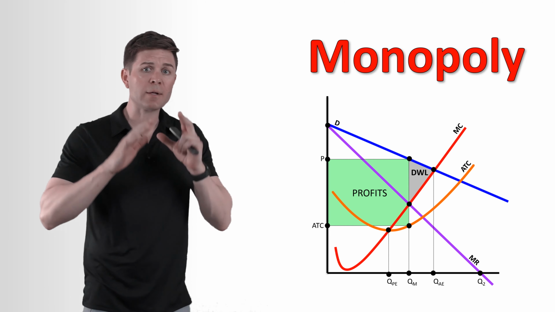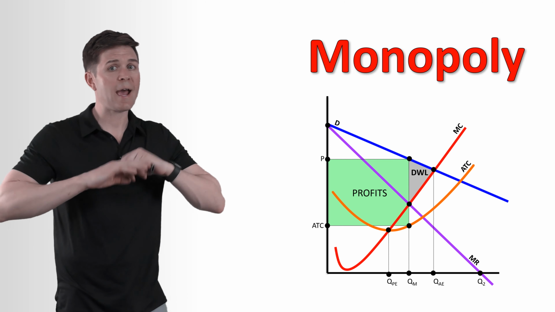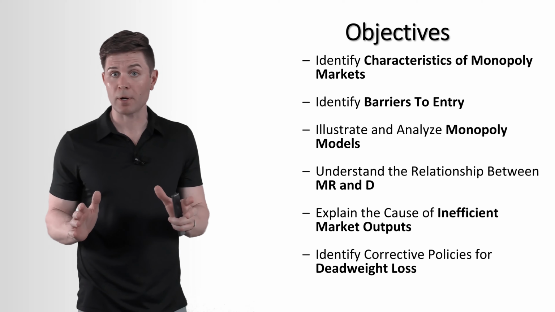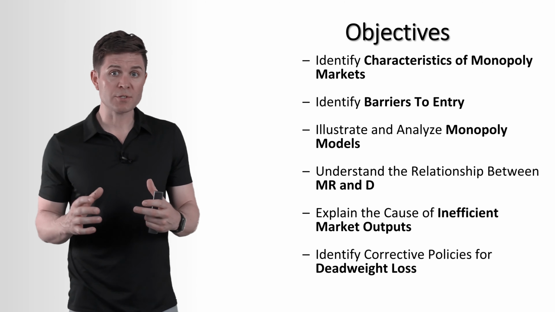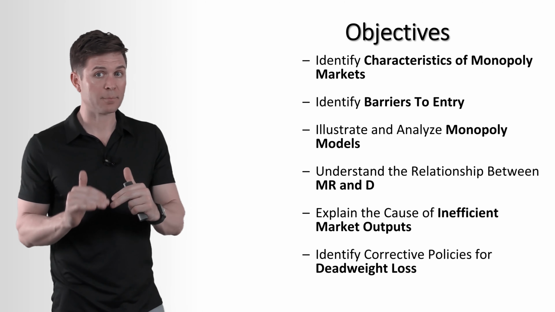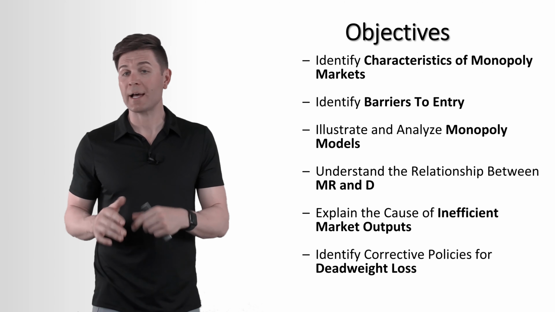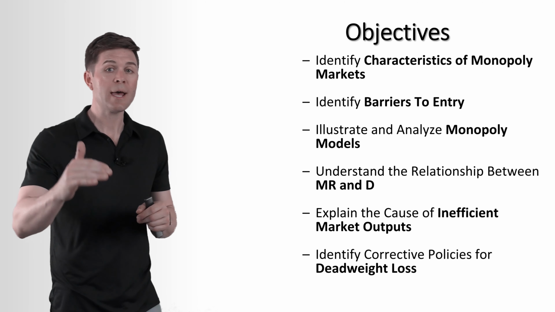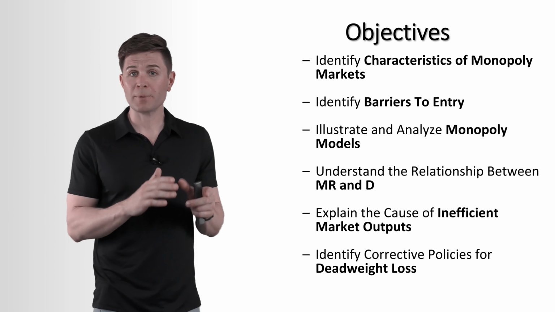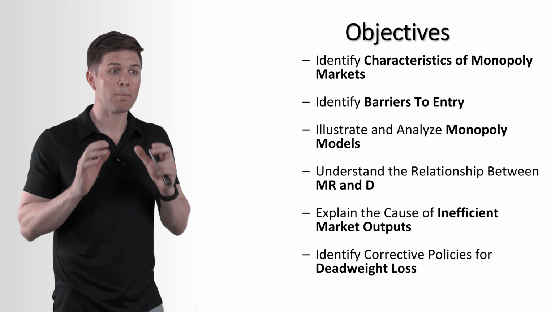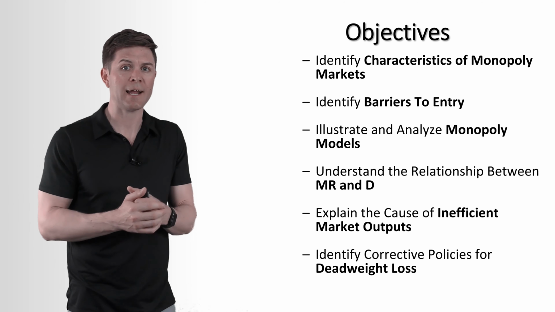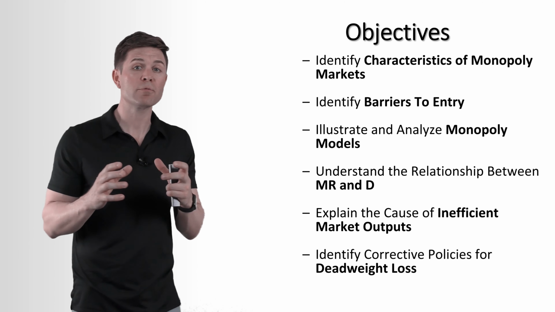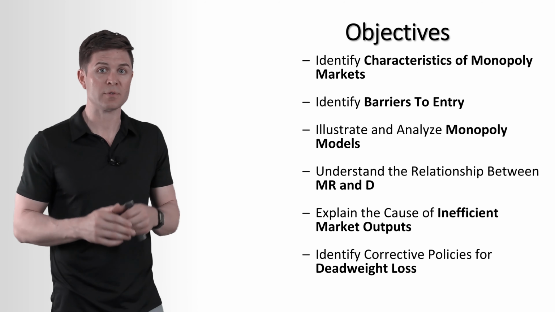Today we're going to be talking about the monopoly market structure and everything that it deals with. Our objectives for today: identify the characteristics of monopoly markets, identify the barriers to entry, the things that keep a monopoly as a monopoly. We're going to illustrate and analyze monopoly models. We're going to be able to understand the relationship between the marginal revenue and the demand curves. We're going to be able to explain the cause of the inefficient market outputs, why it's not producing at an allocative efficient amount. And then we're going to be able to identify corrective policies to fix or correct that deadweight loss that we see in the market.